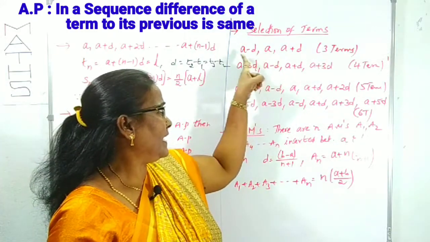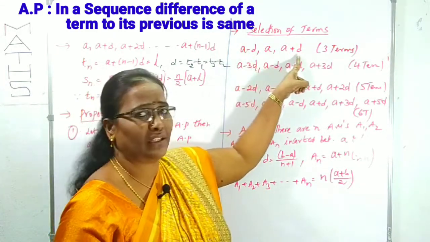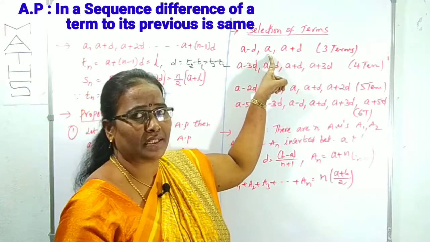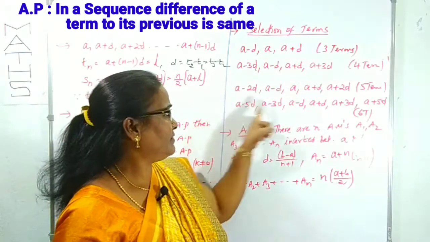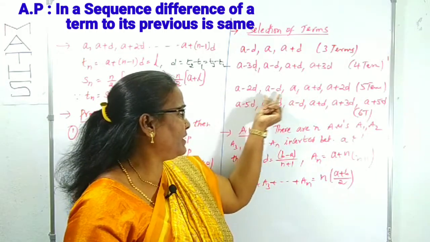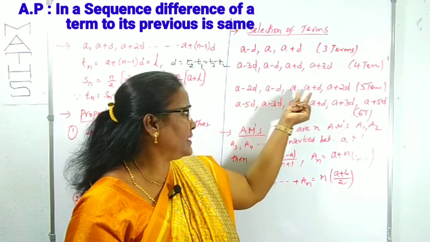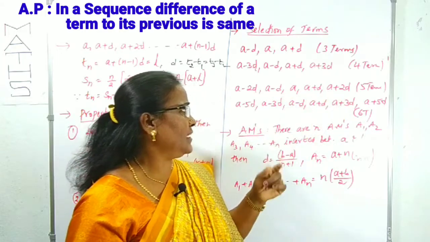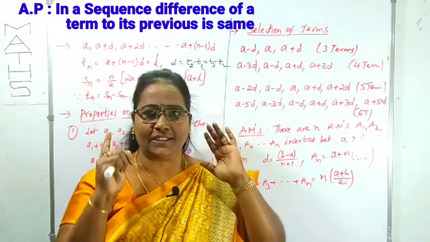Like a, we can add the d, subtract the d, addition, add the d. A common difference is d. In case of five terms, the middle term is a. Here also the common difference: a minus d, a minus 2d, a plus d, a plus 2d. The common difference should be d. Like that you have to remember.